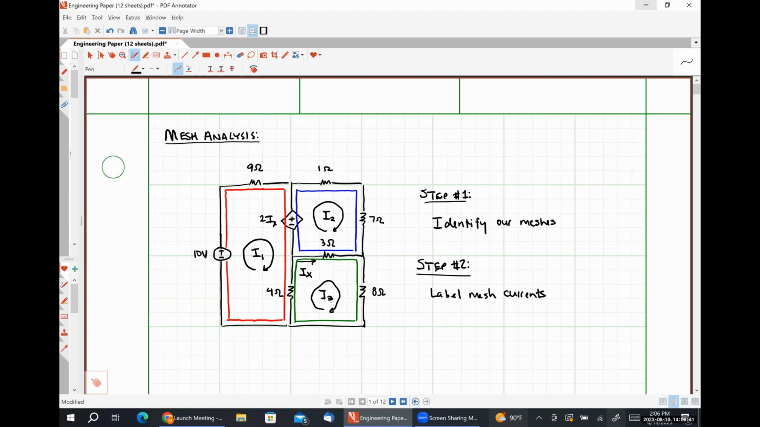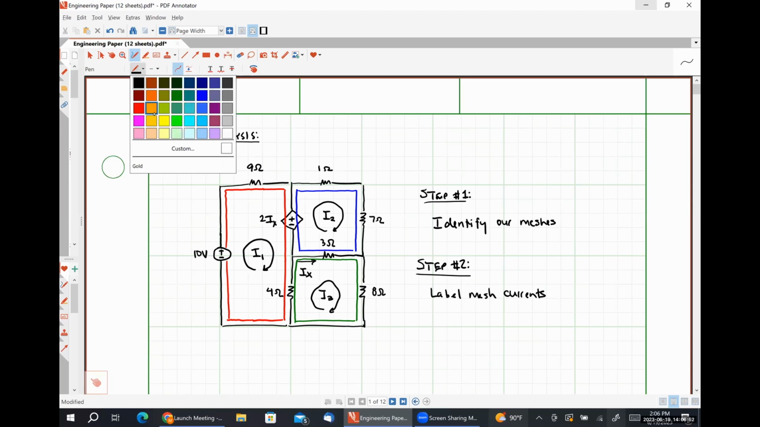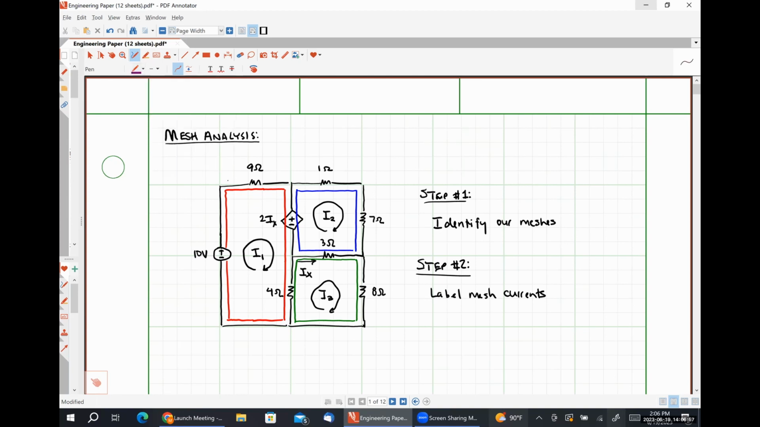So what these mesh currents represent is the amount of current flowing through the individual branches, okay? I'll label some of these currents. Let me use this purple color because I haven't used it yet. So like this current flowing from left to right through the 9 ohm resistor is the exact same thing as mesh current I1, because as mesh current I1 flows around its clockwise path, it will flow from left to right through the 9 ohm resistor.